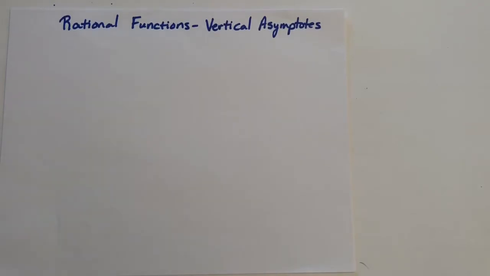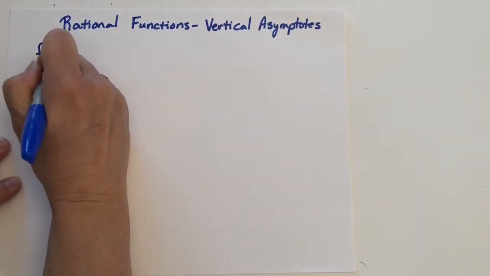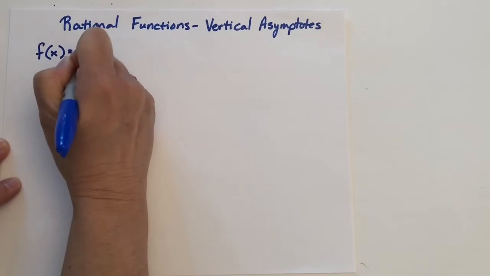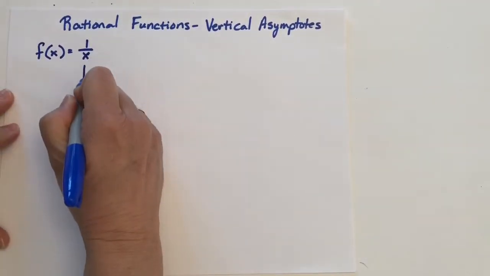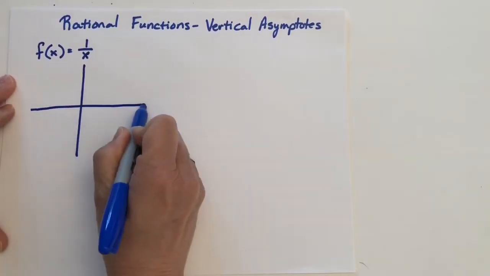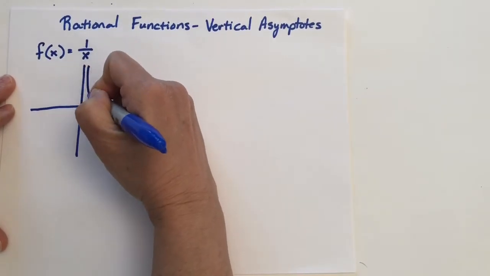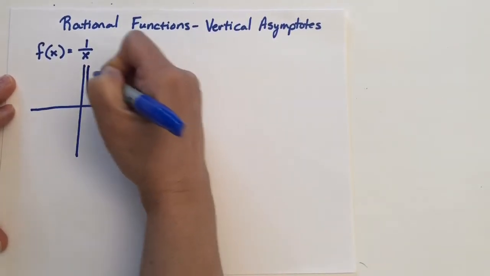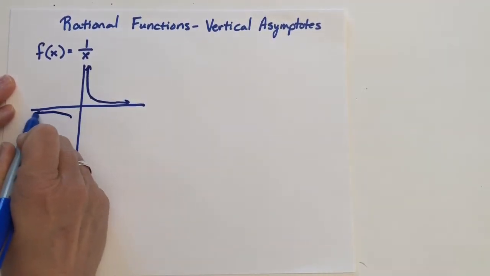Talk about vertical asymptotes of rational functions. And I'm going to start with a basic one that you've already seen. Let's start with f of x equals 1 over x. And if you recall, this particular function has a graph that looks like this. A branch of the hyperbola goes here, and a branch of the hyperbola goes here.